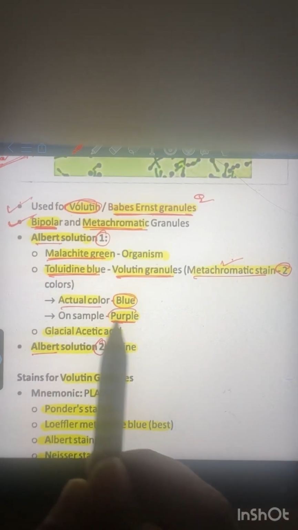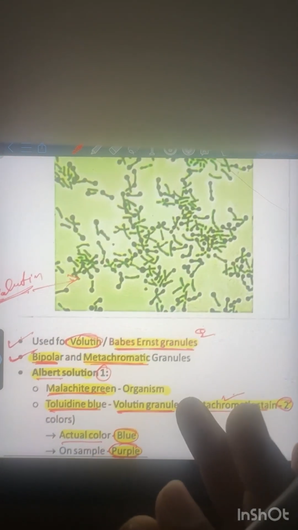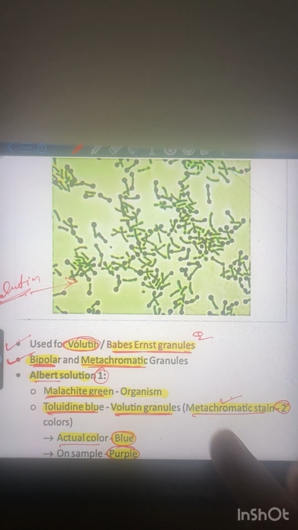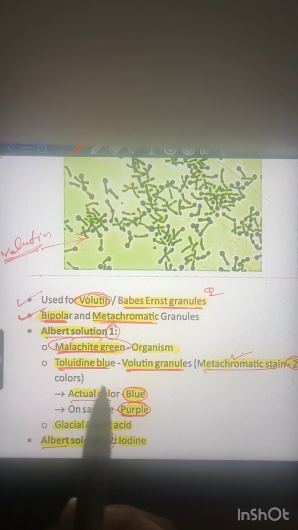So finally, they'll give you the same picture which comes in the paper. They will say, okay, what is the reason for the green color bacillus? The green color is because of malachite green. And what is the reason for these purple color granules? That is toluidine blue, Albert stain for Corynebacterium diphtheriae.